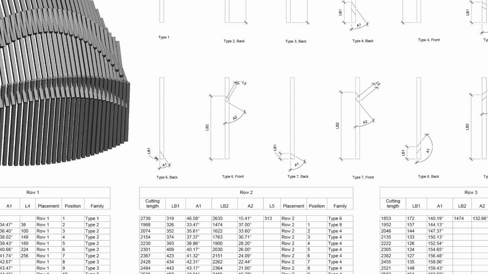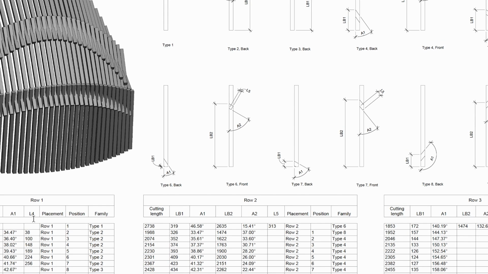And as you see, in Revit I could extract the cutting length of each stick. I could extract the position of every joint and the angles for every joint. And there are some additional measurements. I will explain them later.